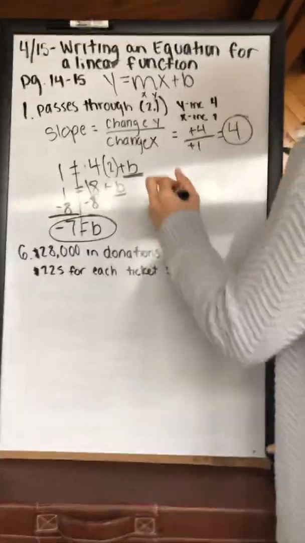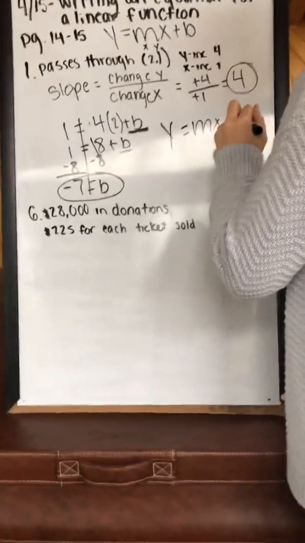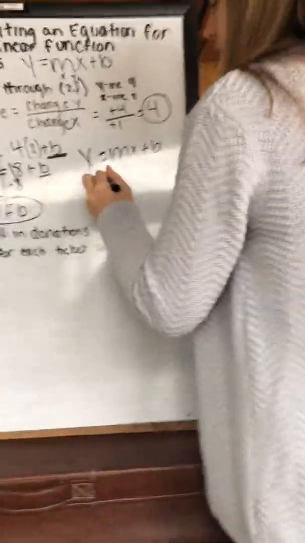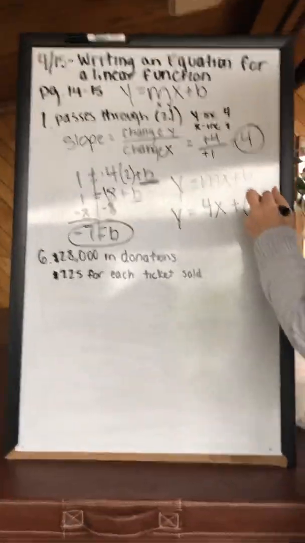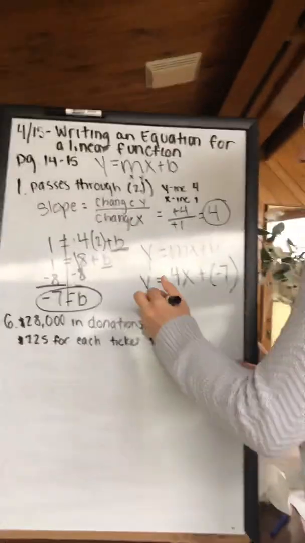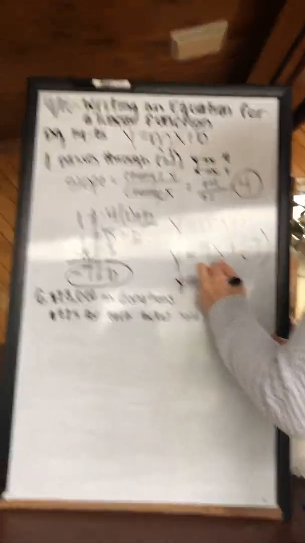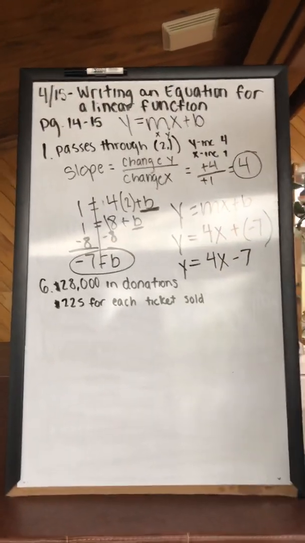Now I know b, and I know my slope, so I'm going to write my equation in the form y equals mx plus b. Y equals, fill in what we know. M is 4. Y equals 4x plus b, which is negative 7. So y equals 4x plus negative 7, that is the same thing as y equals 4x minus 7. You can write it either way.